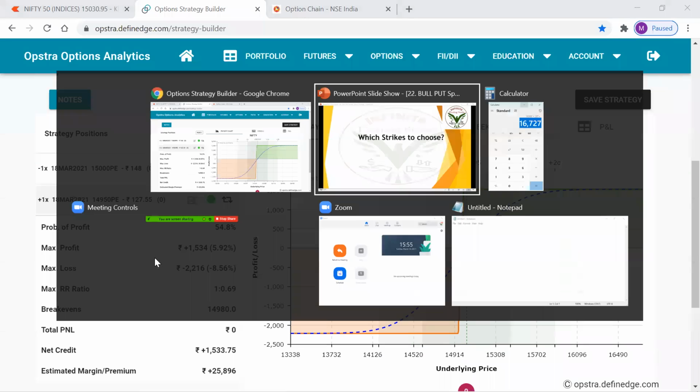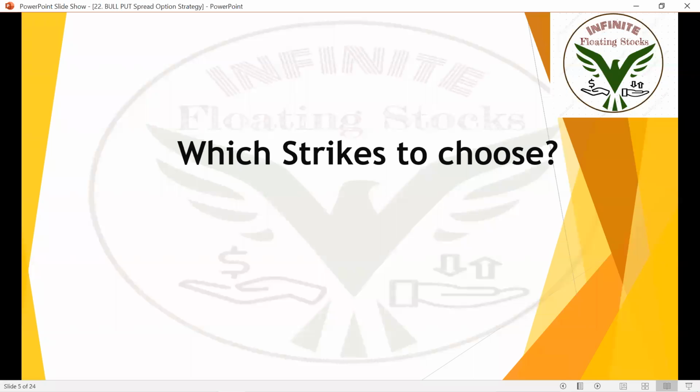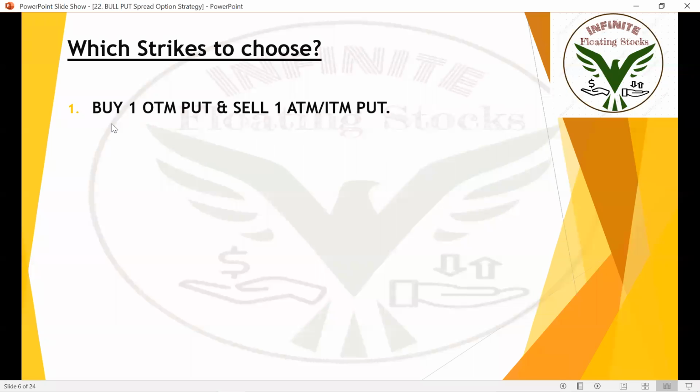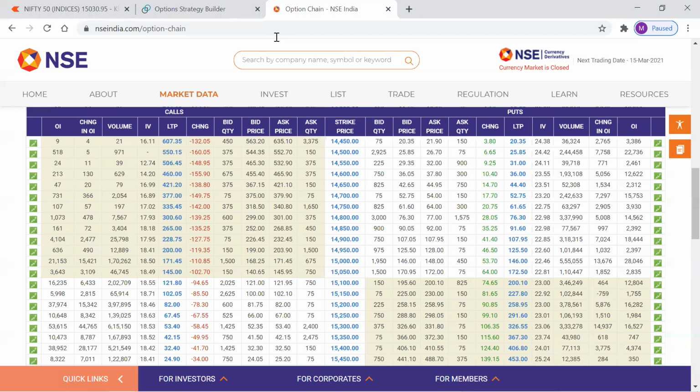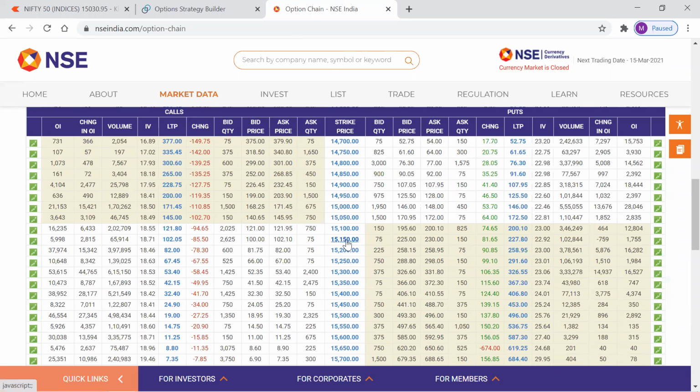Let's get on to the slides first. We're going to get a few more insights. Which strikes to choose? We need to buy one out of the money put option and sell one at the money or in the money put. That's what I did. I have bought the 14,900 put option and am selling the at the money, which is 15,000, or ITM. Let me select ITM. What is ITM? The strike price which is in the yellow area. So ITM is 15,150 or 15,200.